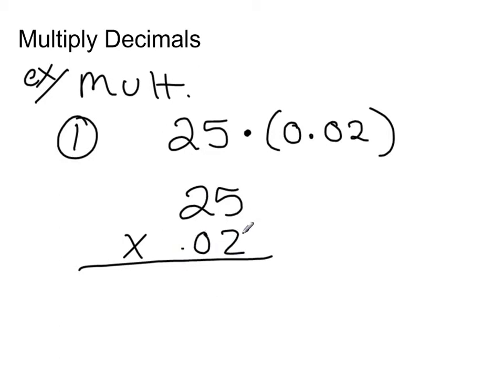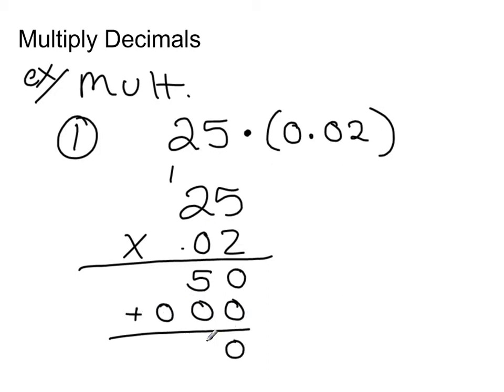That's what I'll do. So 2 times 5 is 10, carry the 1. 2 times 2 is 4, plus the 1 is 5. And now I have a placeholder, but 0 times everything is 0, right? So a bunch of zeros. Add them up, and I got 50 here.